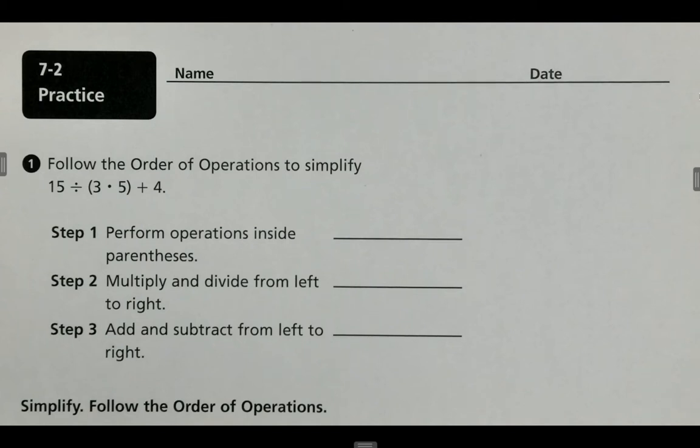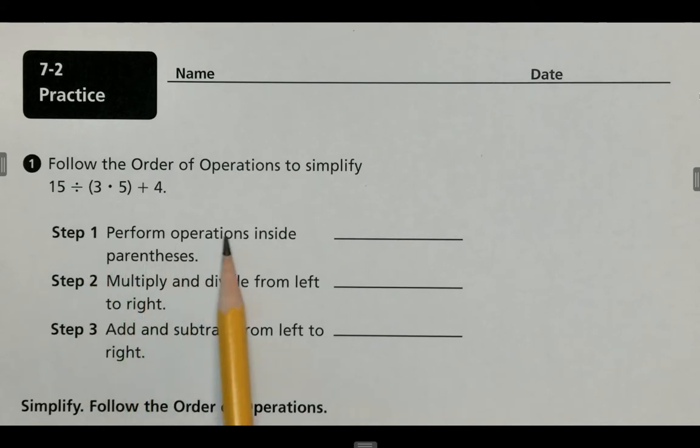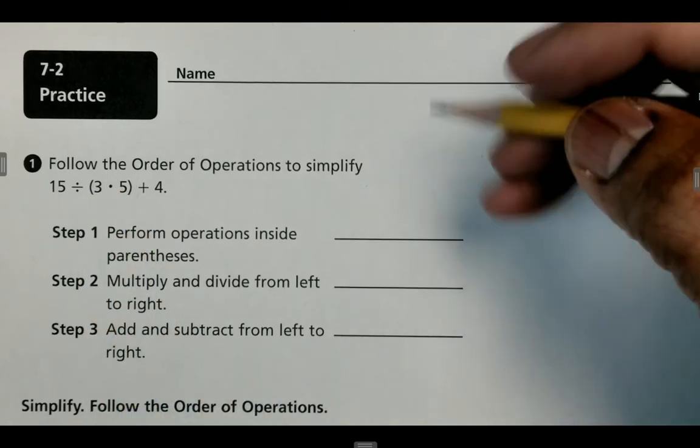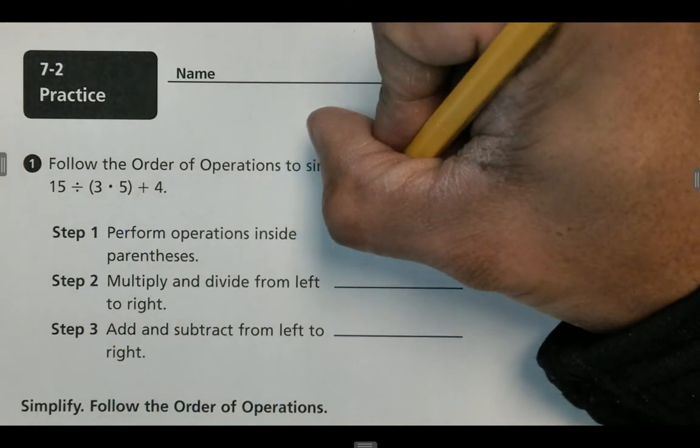Lesson 7-2, simplifying expressions. Number 1, follow the order of operations to simplify 15 divided by the product of 3 and 5, plus 4. So let's walk through this step by step. Step 1, perform operations inside the parentheses. And we know 3 times 5 is going to be 15.